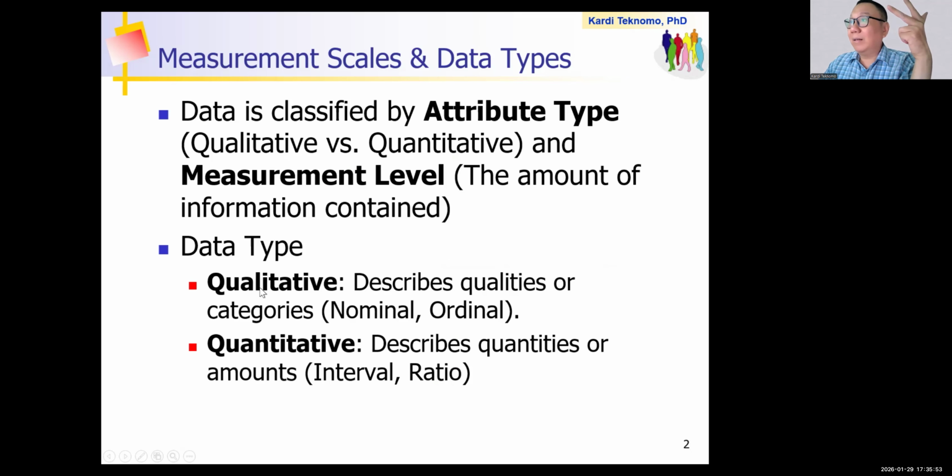So let's define qualitative, which describes the quality or category. This one has two possibilities. One is called nominal, the other one ordinal. And quantitative describes the quantity, the amount. This can be based on distance, interval, or based on the true absolute zero. We call it ratio.